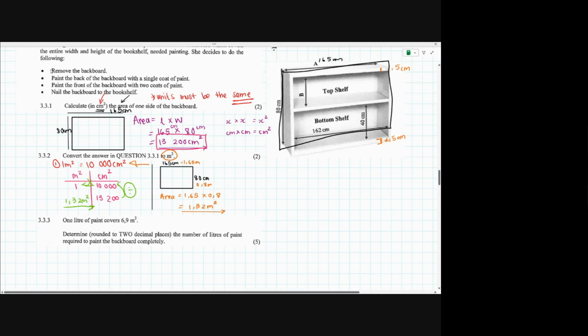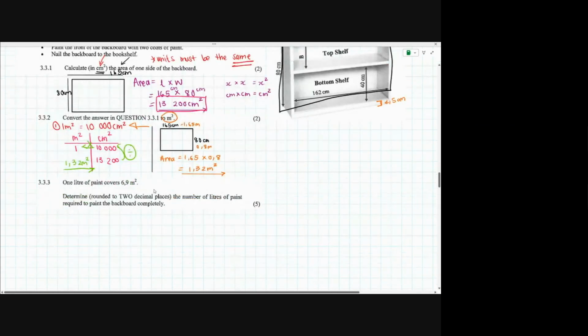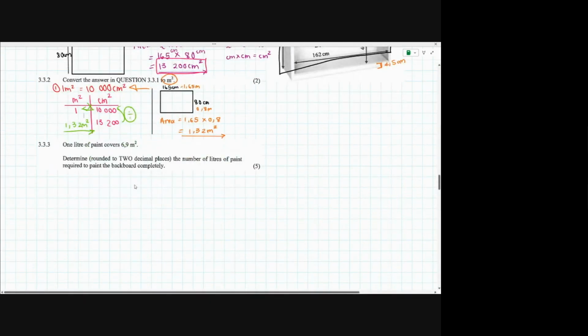Alrighty. Excuse me. So 3.3 says 1 liter of paint covers 6,9 meters squared. Determine, rounded to 2 decimal places, the number of liters of paint required to paint the backboard completely. Great. Okay, so firstly, take note of the fact that they're giving us the spread rate in meters squared. So I'm actually going to use the answer that I've just found, this 1,32 meters squared, because that is the same unit as what I'm now given here.